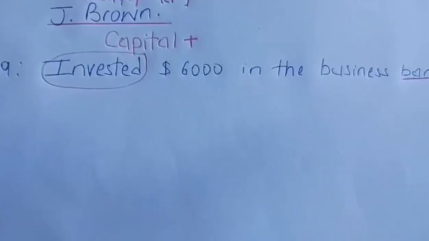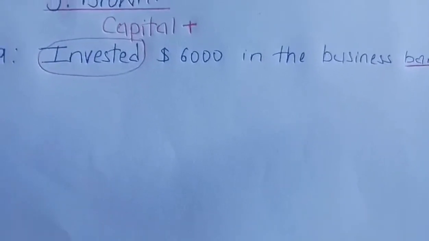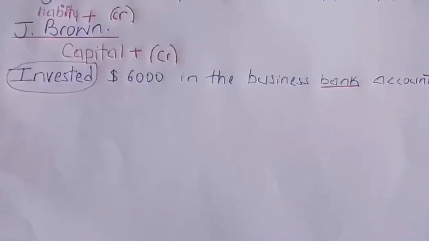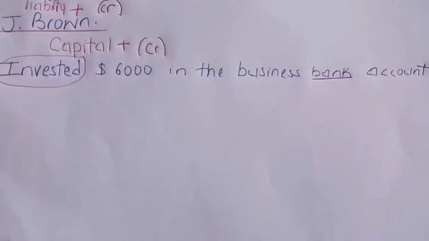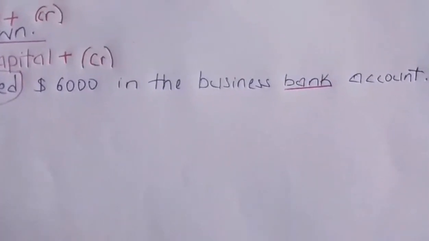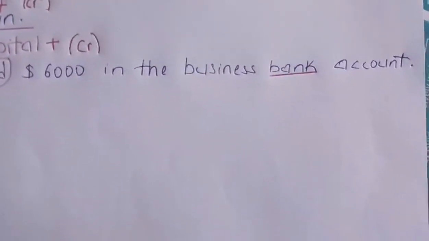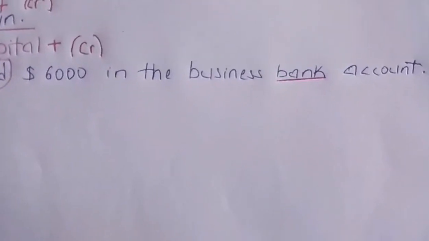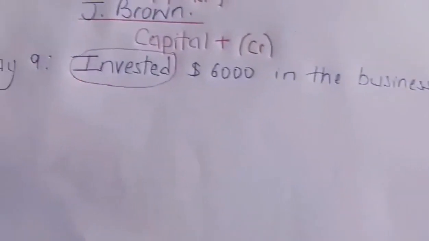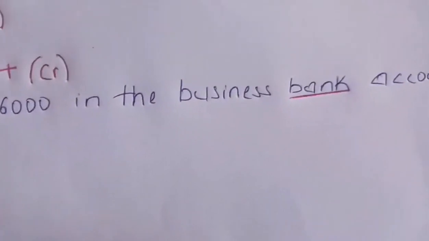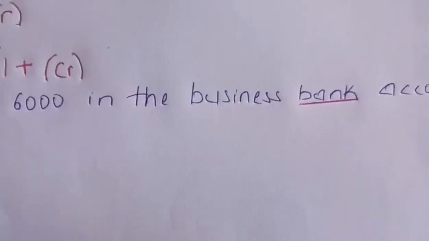We need to ask the question, if an investment was made in the business, what is happening to the capital account? It would be increasing because the owner invested $6,000. So capital would be going up. And as capital increases, we are supposed to make a credit entry. So money was invested. $6,000 was invested in the business bank account. So what is happening to the bank now, students or viewers? Bank would be increasing because the owner invested $6,000 in the business bank account. So that's $6,000 more in the business bank account.